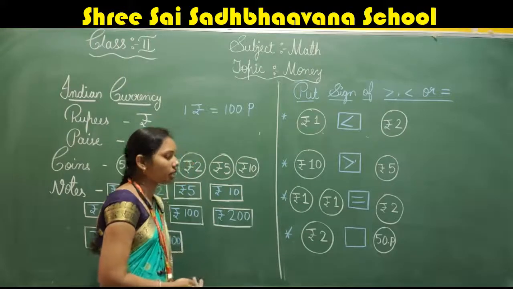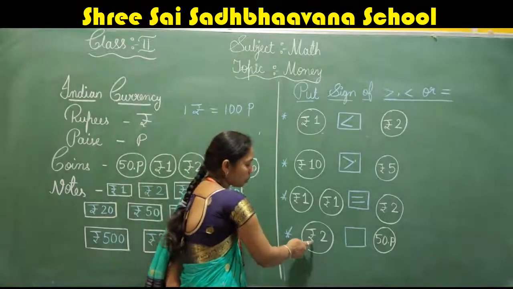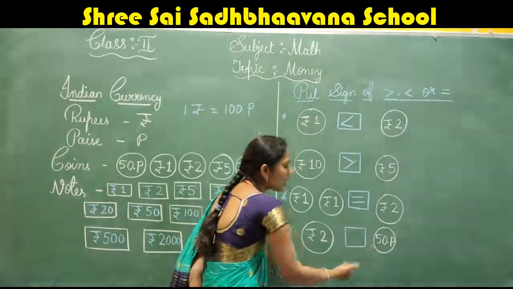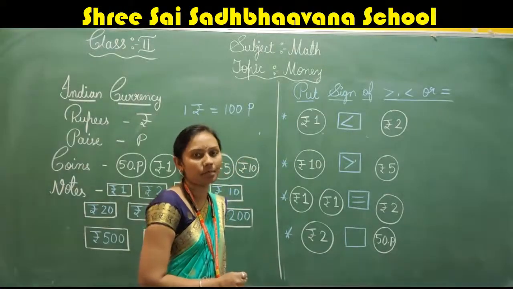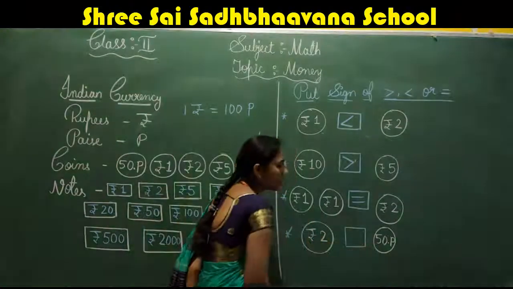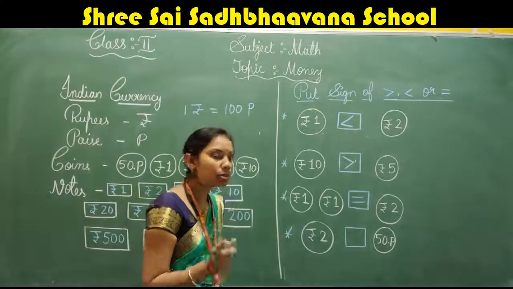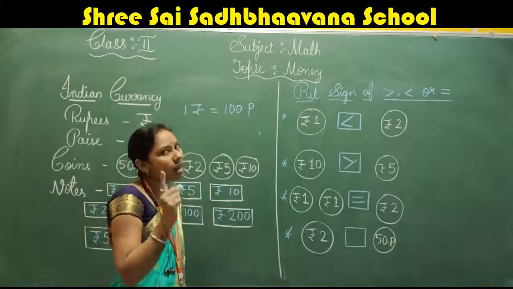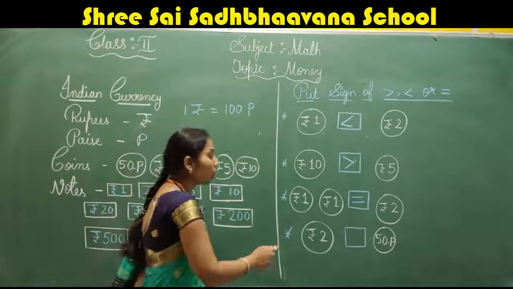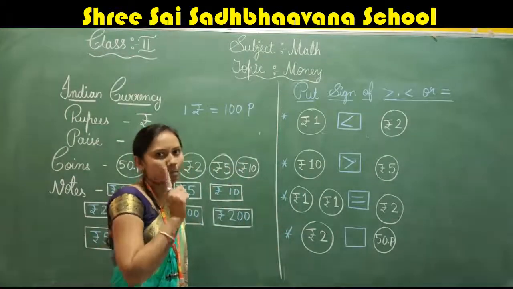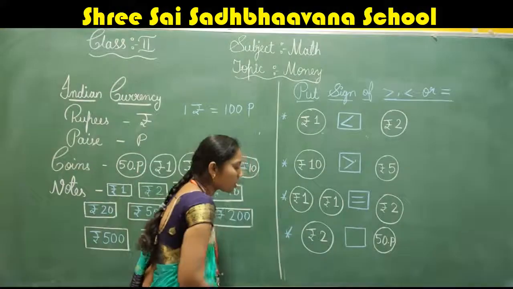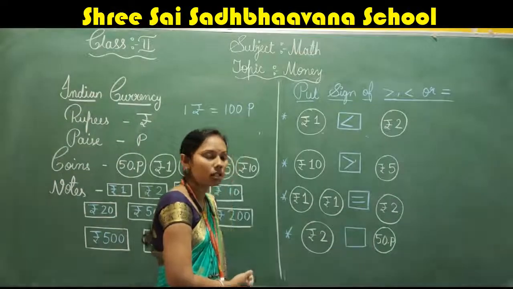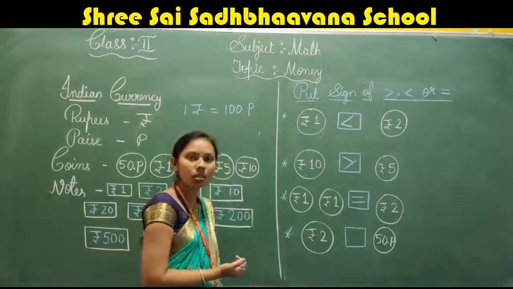Okay, understood, children? Now let us move to the next question. Here on one side we have the coin of rupee 2, and on the other side we have the coin of 50 paise. As I told you, for 1 rupee how many paise are required? 100 paisa. Right, children? So 100 paisa is equal to 1 rupee. Now we have this side rupee 2 coin. So which is more here? Rupee 2 is more or 50 paisa is more?